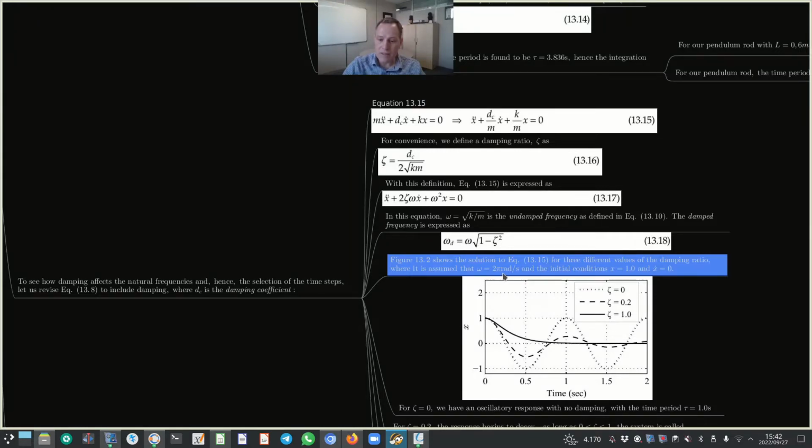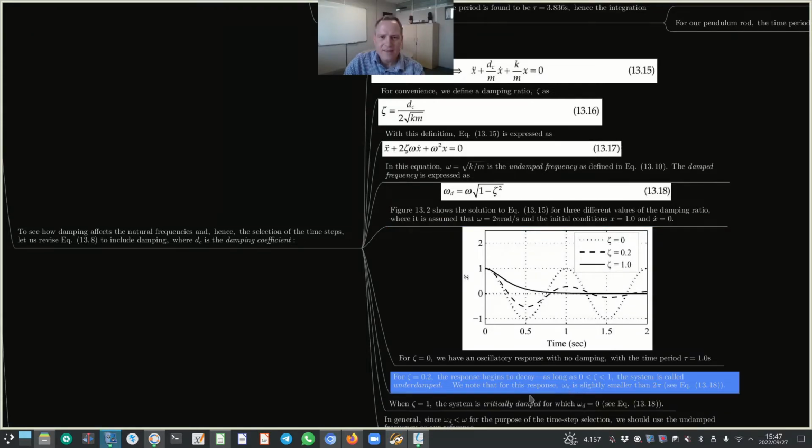is assumed that omega is 2 pi radians per second and the initial conditions x equals 1 and x dot equals 0. For the case where the damping ratio zeta is 0.2, the response begins to decay. If we look at figure 13.2, we can see the dashed line, there's a decay in the response. Now, as long as zeta is greater than 0 and smaller than 1, the system is called underdamped. We note that for this response, the damped frequency is slightly smaller than the undamped frequency, which is given as 2 pi radians per second.